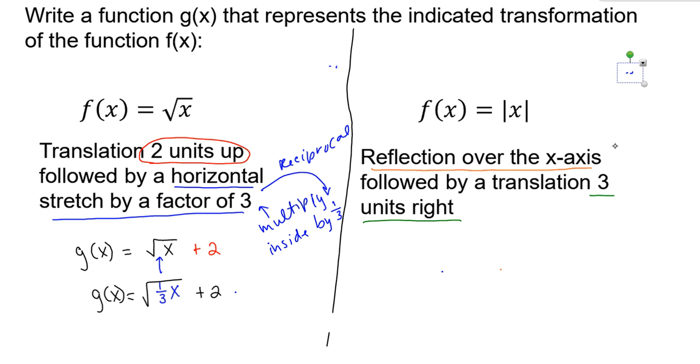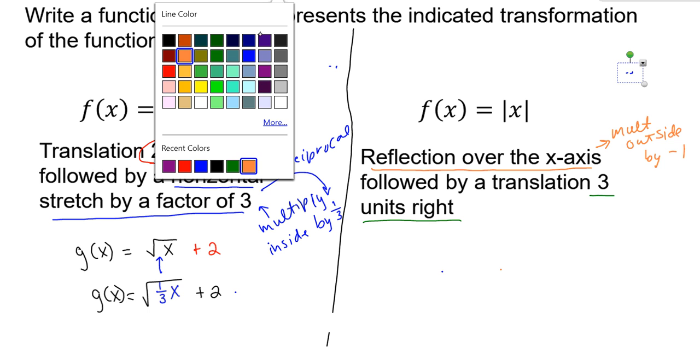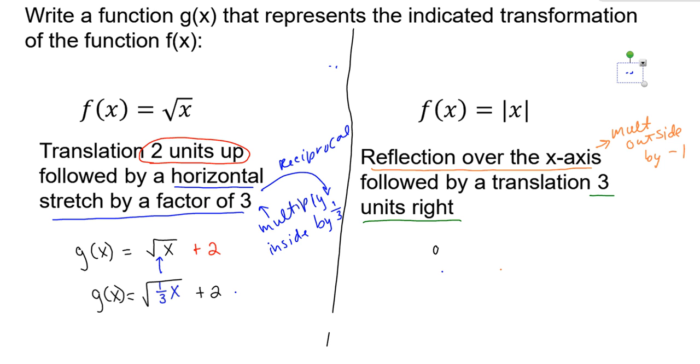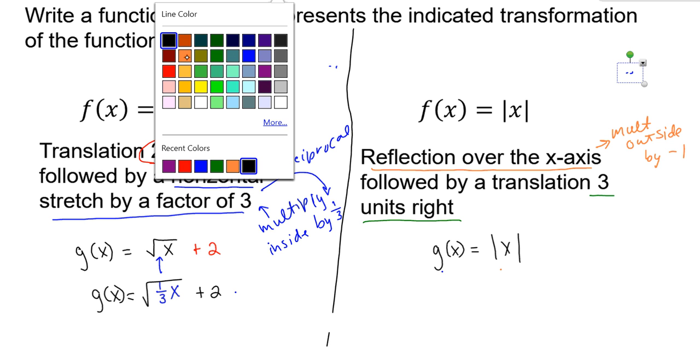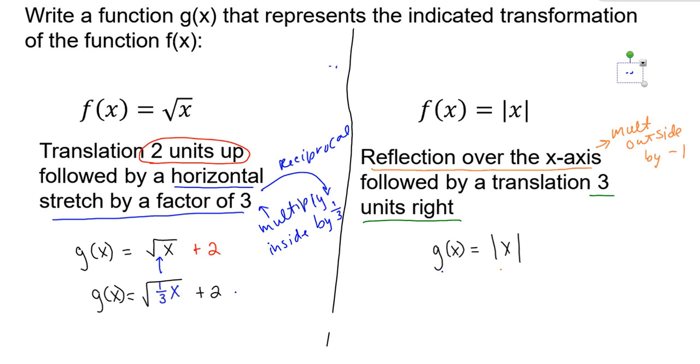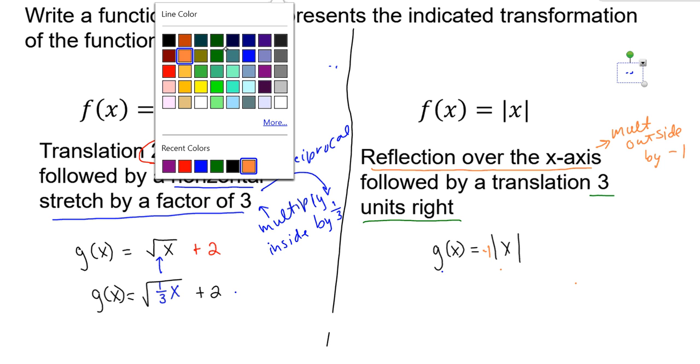So right here, this one says we're going to multiply outside by -1. So to do that, let's write our g of x right here. In this example, that's very, very easy, right? Multiply by -1 out in front. Done. And then a translation 3 units right.